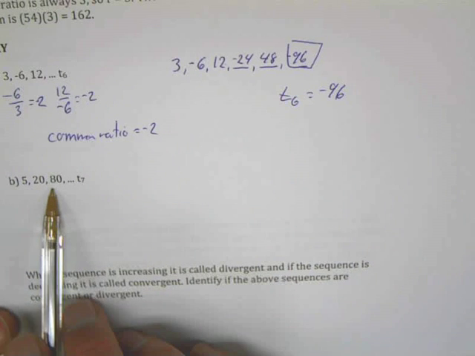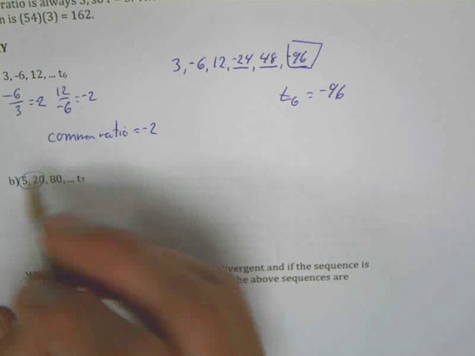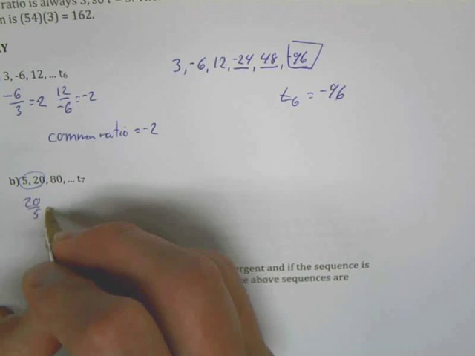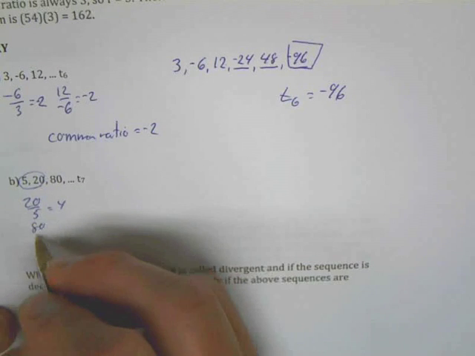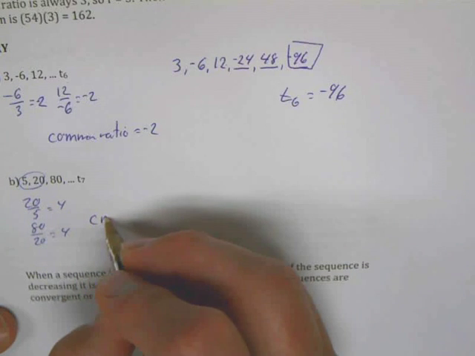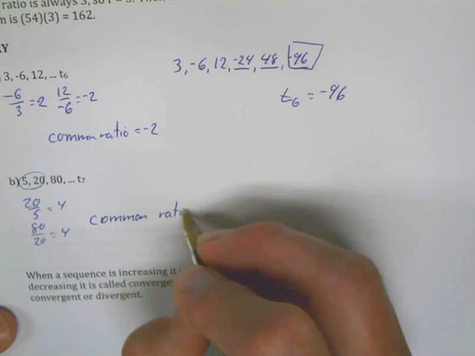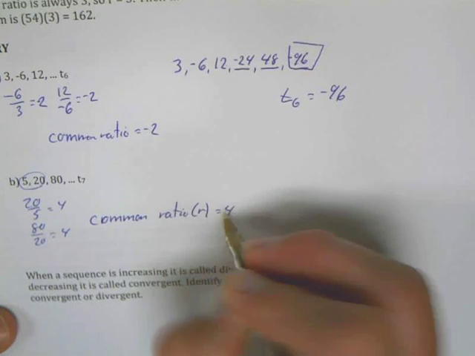Once again, same thing down below. We take the next two terms, and it's going to be 20 divided by 5 is equal to 4. 80 divided by 20 is equal to 4. So the common ratio, which is R, is equal to 4.